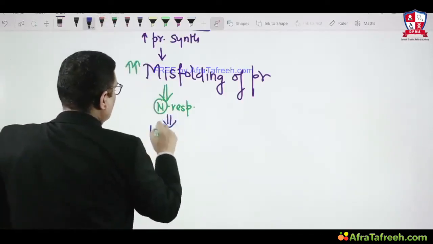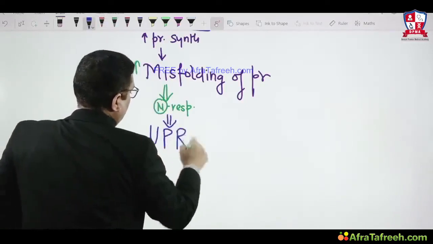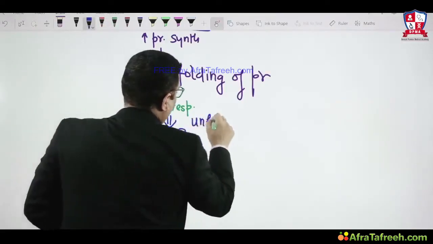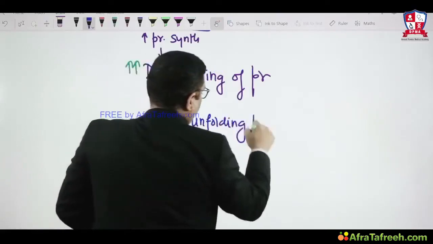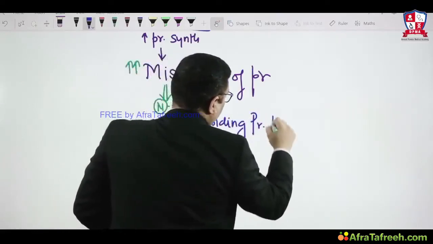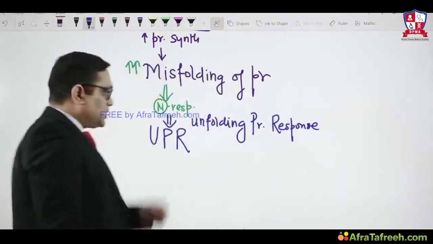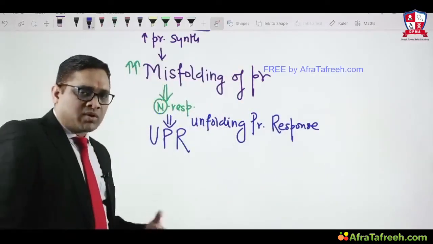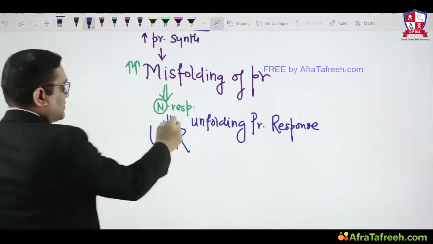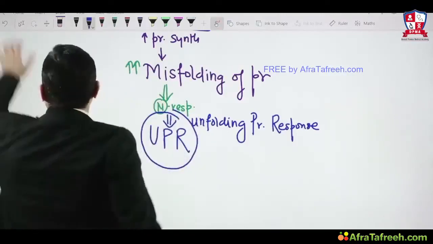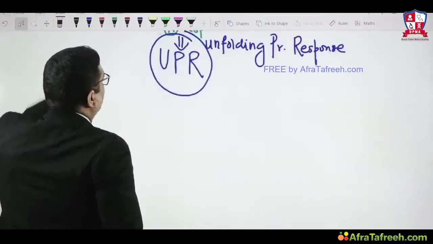This is called UPR, right? This is called the unfolded protein response. They will be trying to unfold this protein. How will they do this? What are those mechanisms? That is important to concentrate on. What are the mechanisms of the unfolded protein response?